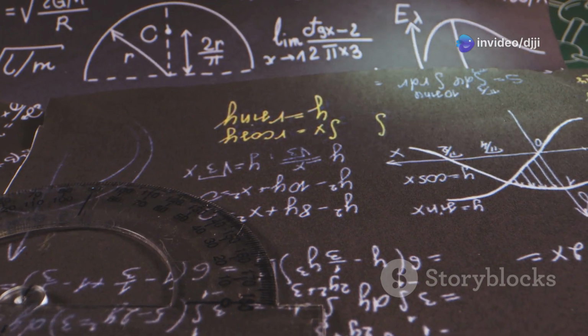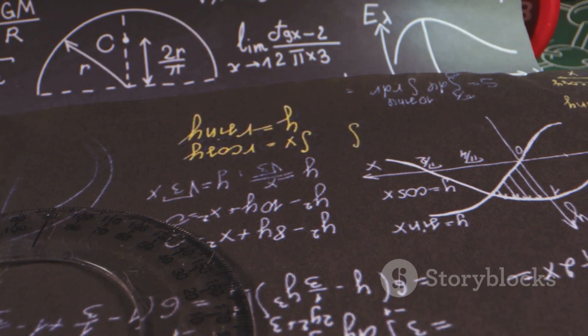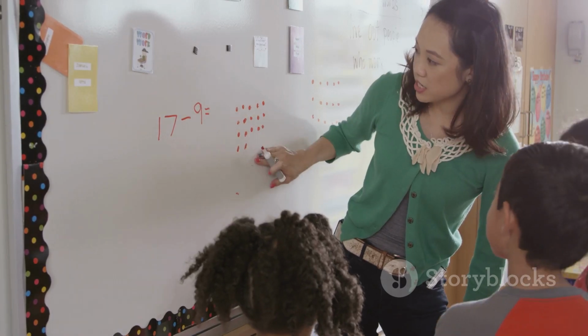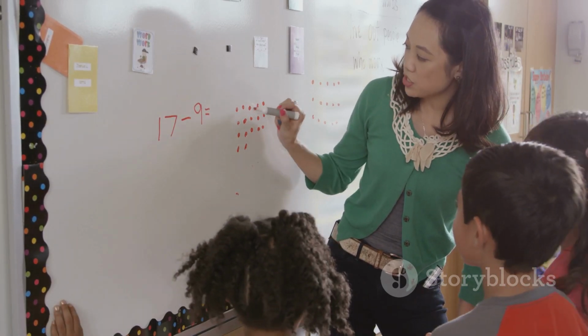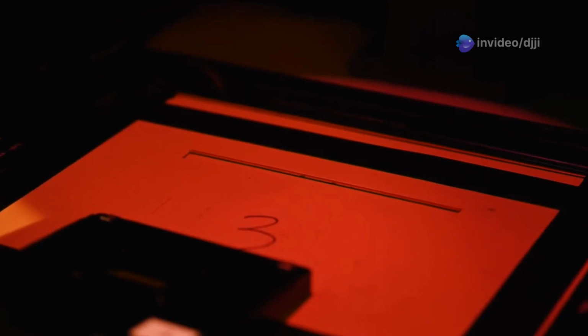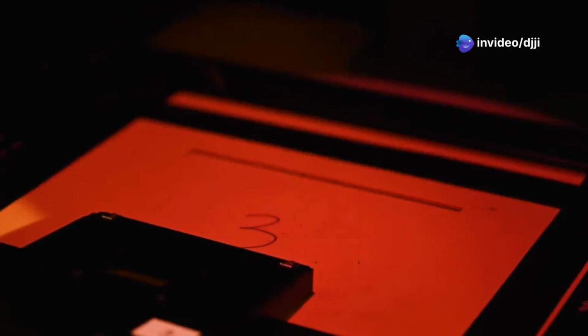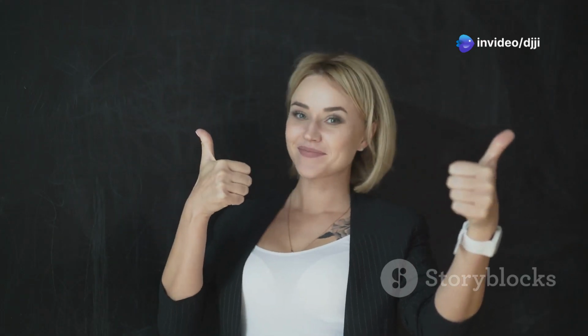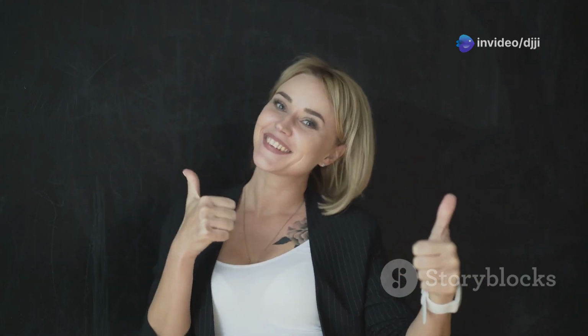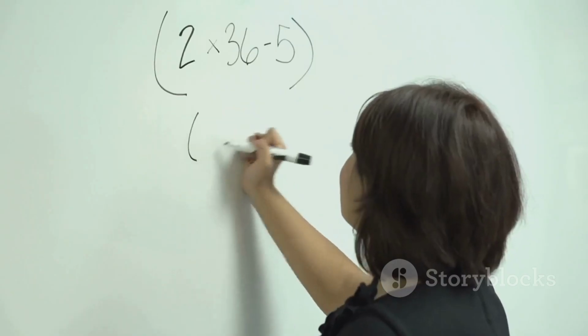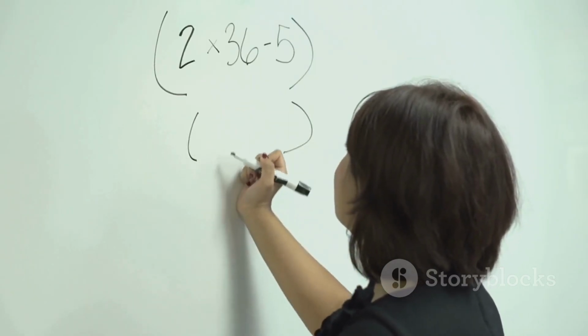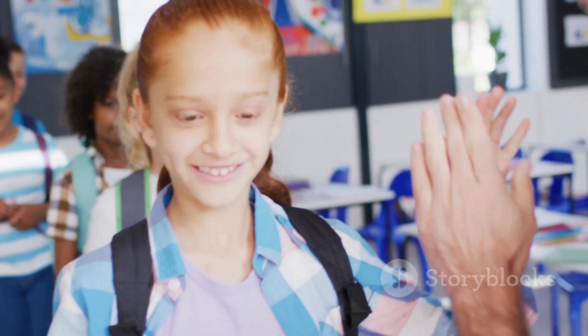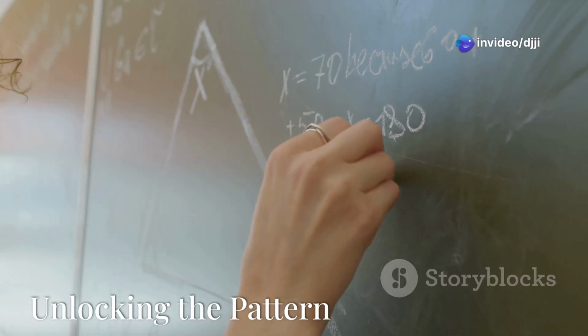Radicals, denoted by the √ symbol, are used to find the root of a number. For example, √9 asks, what number multiplied by itself equals 9? The answer is 3, making √9 equal to 3. Understanding this basic concept is key to mastering the operations we'll explore today. We'll uncover the patterns and rules that govern these operations. Get ready to simplify expressions and solve problems with confidence. Let's get started.